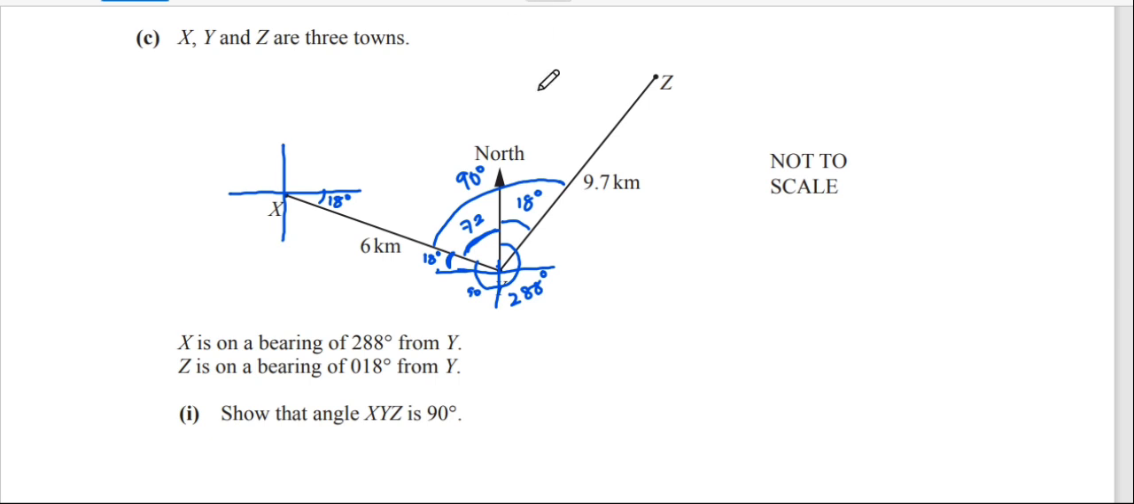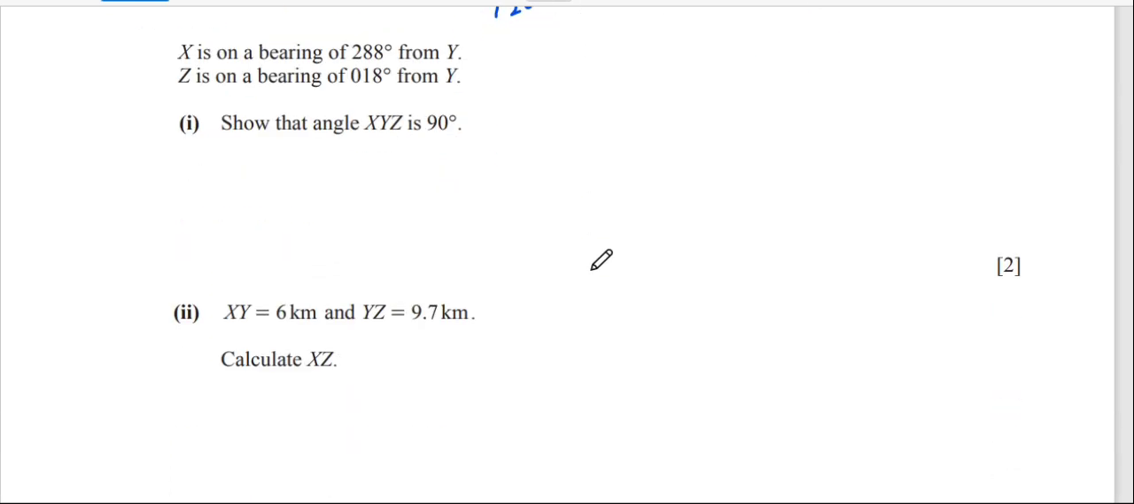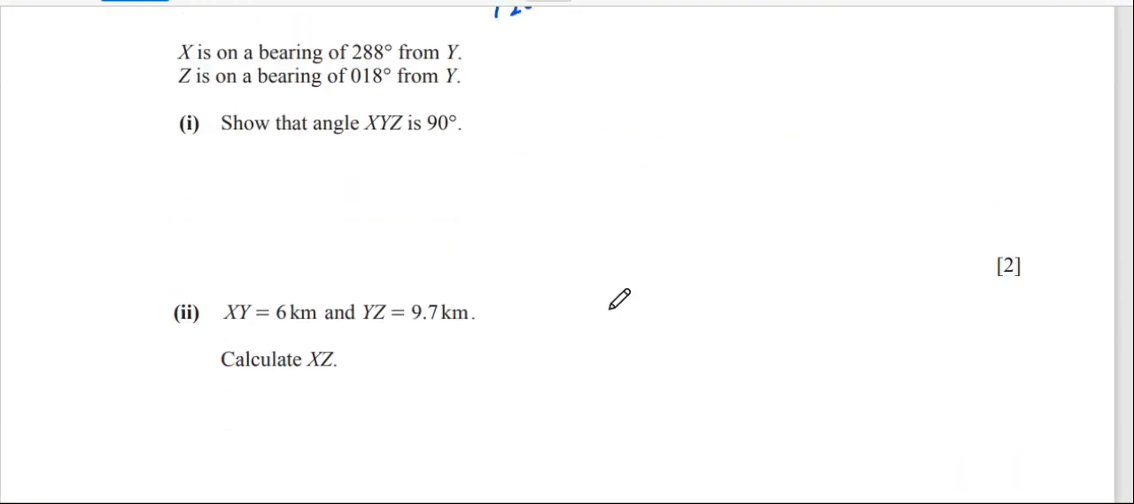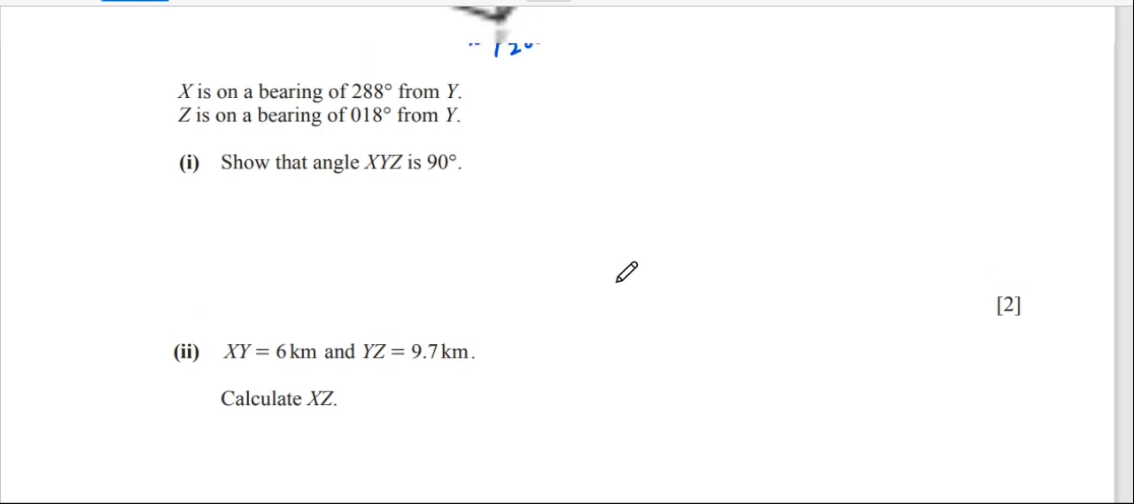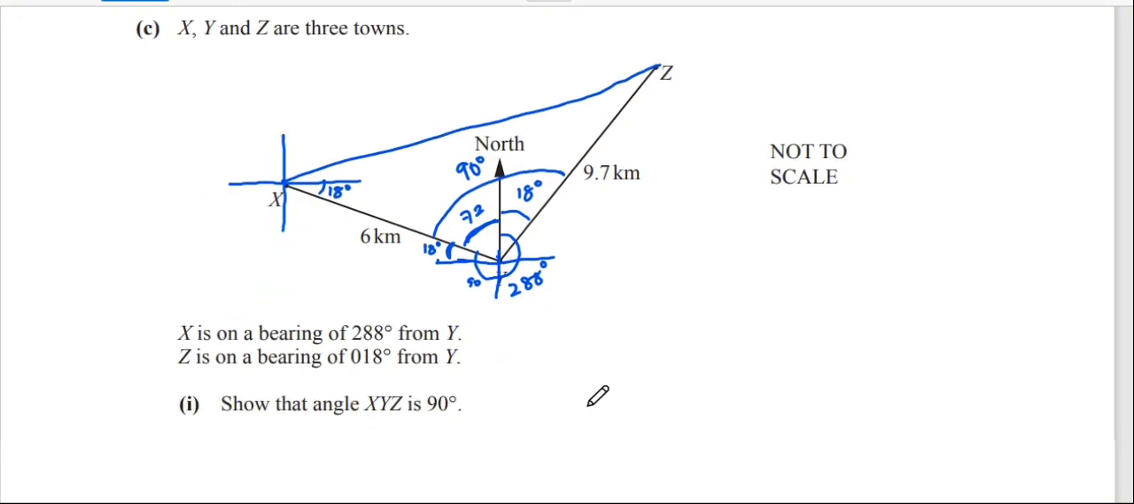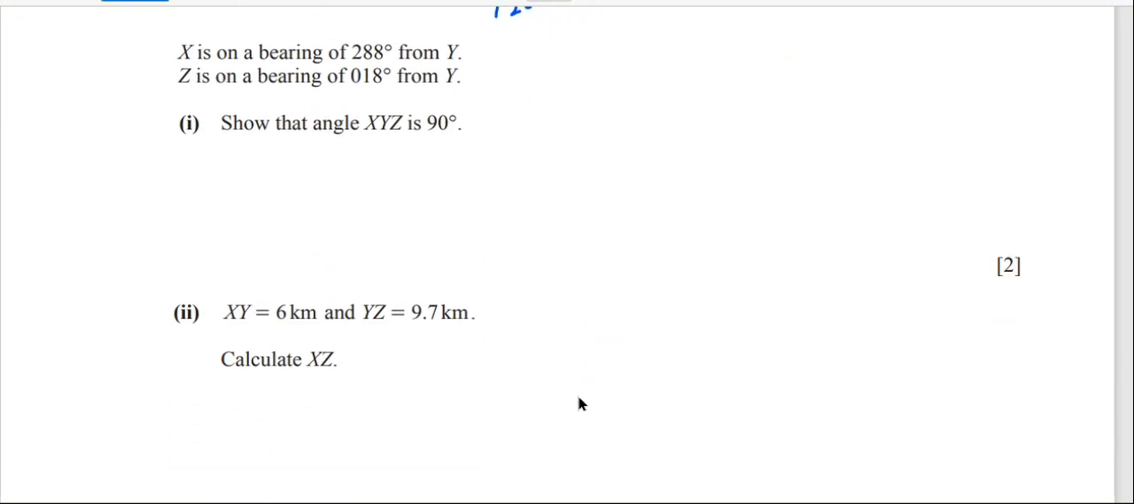Then let's say that the distance XY is 6 kilometers and YZ is 9.7 kilometers. Find XZ. For us to find XZ, that's this line here. It's just like solving a right-angled triangle, so we can use Pythagoras theorem.